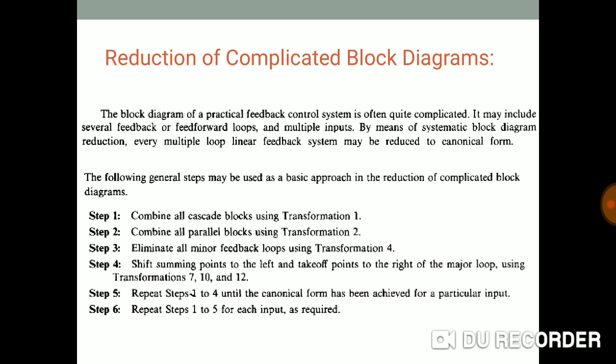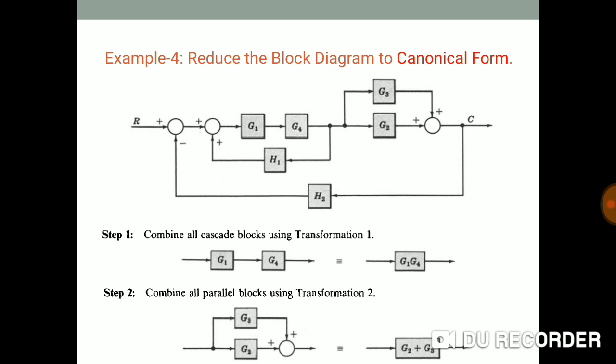Step number 5, repeat steps 1 to 4 until the canonical form has been achieved for a particular input. Step number 6, repeat steps 1 to 5 for each input as required. This step is for multiple input, multiple output, but we are going to discuss only one input and one output. So for our reduction of block diagrams, we are going to use step number 1 to step number 5. Then we will discuss some examples. That is, an example to reduce the block diagram to canonical form.